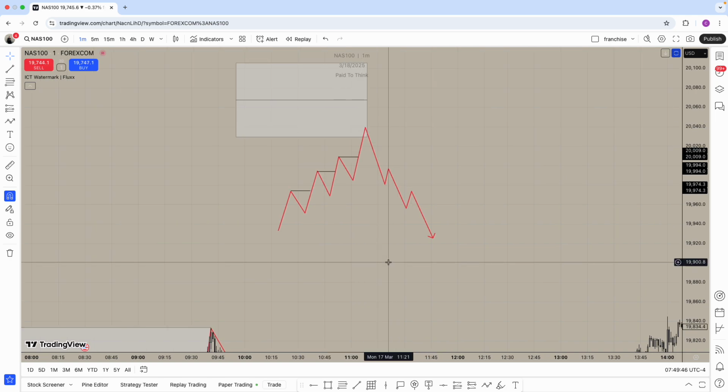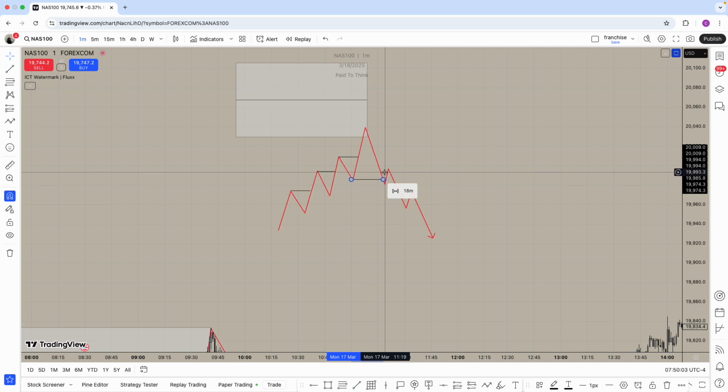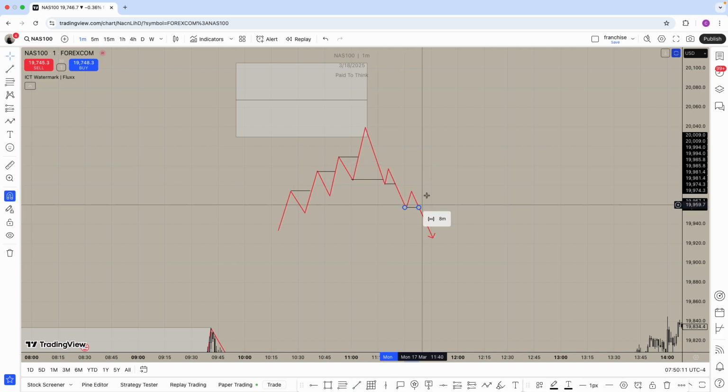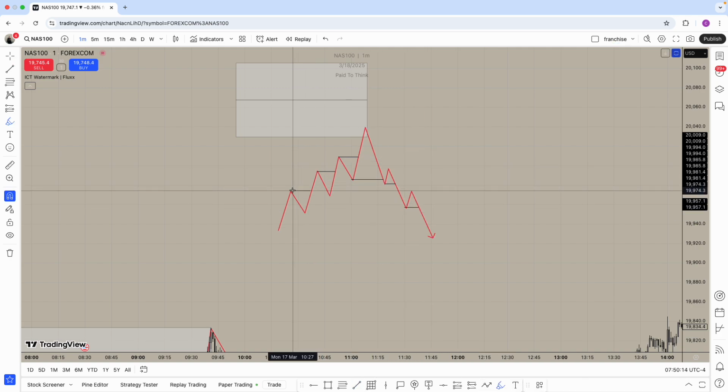Now with the high time frame PD array, we can see that instead of this move down being the market maker buy model, this move up into the PD array is going to act as your market maker sell model, and then this continues. Each move up then follows. Does that make sense?